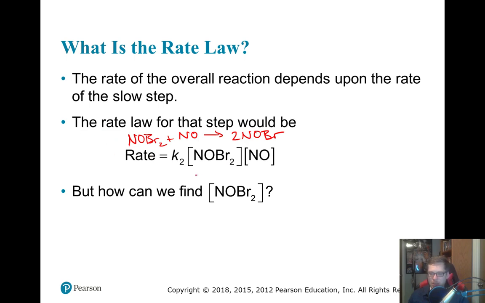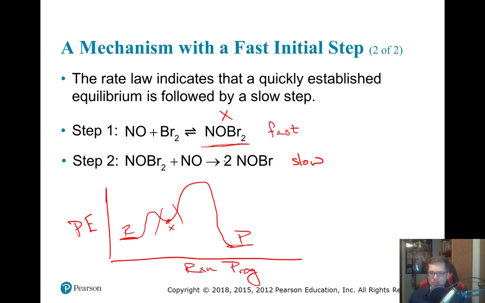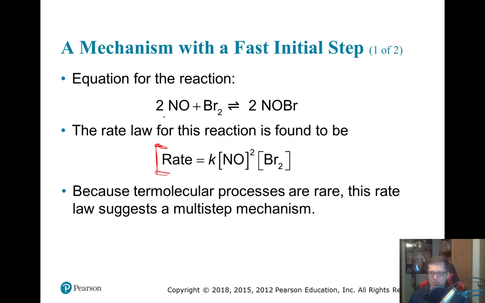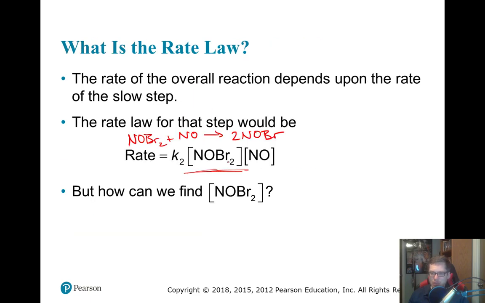But notice that we can't use this as the rate law for the overall reaction because the overall reaction did not have NOBr2 in it as a reactant. There's no NOBr2 here, so we can't use it. It's an intermediate. We can't use this as our overall rate law, so we need to be able to replace this. And in order to do this, we're going to do some fancy math.